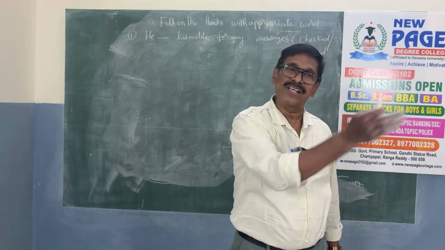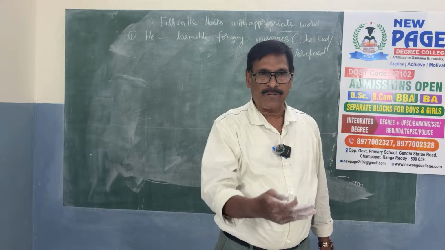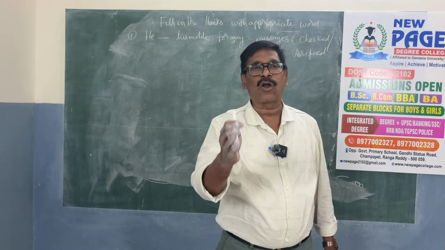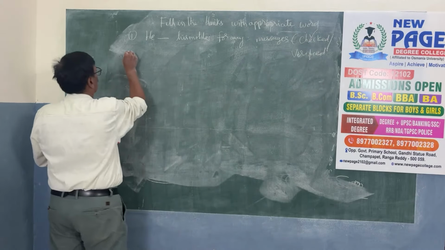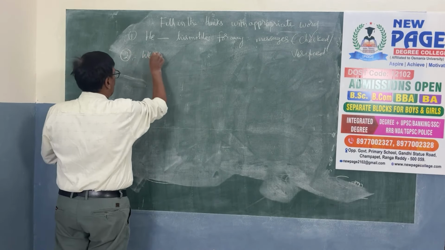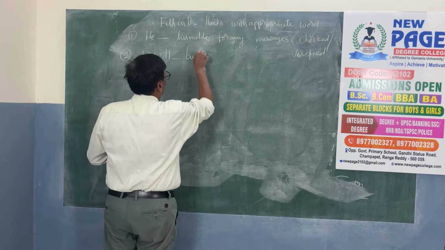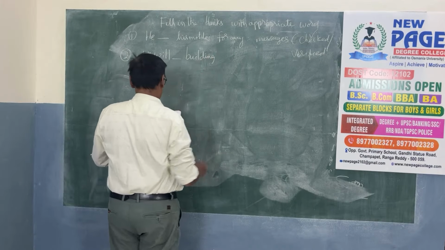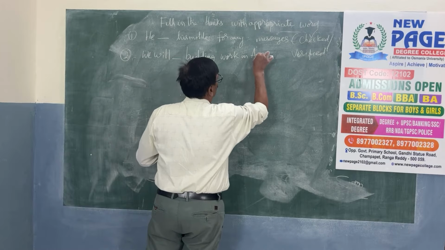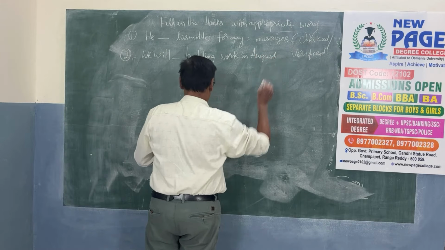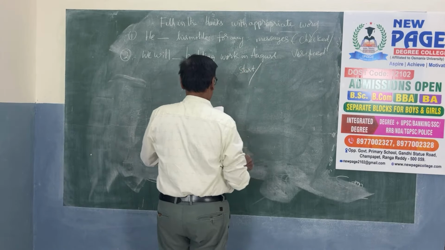So the loan is sanctioned. Checked means whatever you have written, whether it is right or wrong, checked. So the answer is only checked. And the second one: we will dash building work in August. What options do they give? Start, commence.